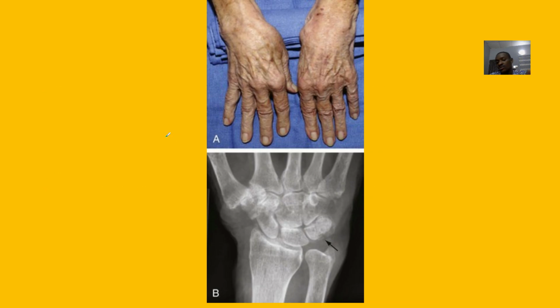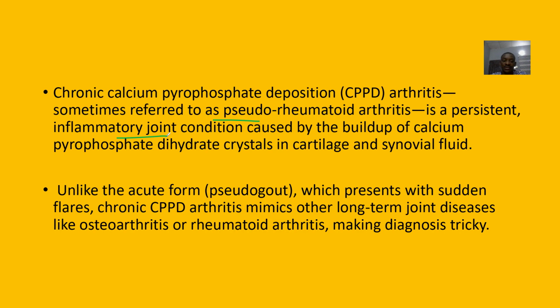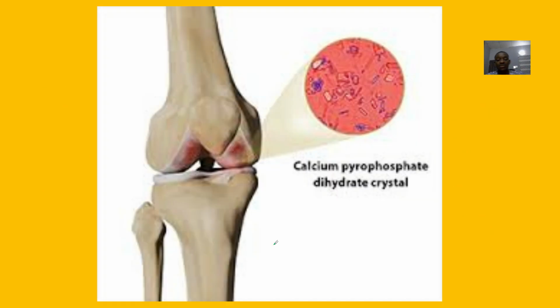So of course, the issue that this patient is actually experiencing, inflammation, pain, stiffness, all of that is there. You understand? So unlike the acute form, which presents with sudden flares, the chronic one is the one that has taken over a long time. It mimics other long-term disease conditions like osteoarthritis, rheumatoid arthritis. But it is not them, because then they are caused by uric crystals. Why this one is caused by what? Calcium pyrophosphate deposits or crystals. Do you understand? That was the difference.